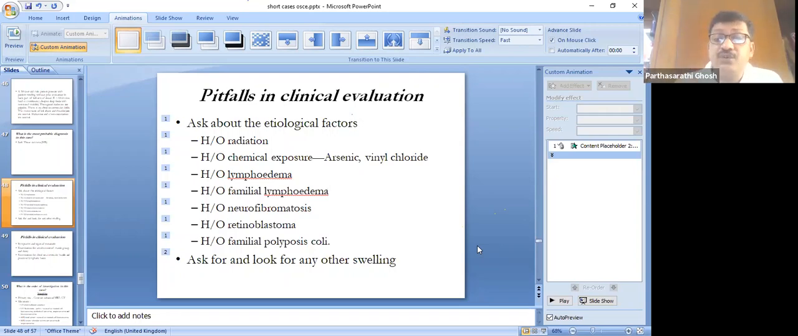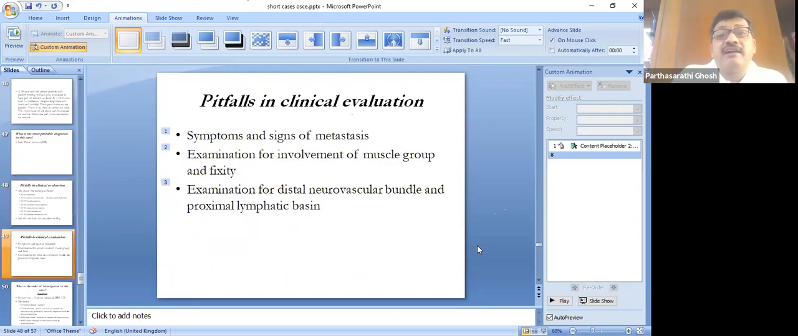And never forget to look for any other swelling. It is a very common mistake in the examination. Also look for signs and symptoms of metastasis, and which muscle group is involved, that is very important. The most common pitfall is the examination of the distal neurovascular bundle and proximal lymphatic basin. In any swelling, irrespective of its nature, you must look for these two things. Never forget assessment of the distal neurovascular bundle and proximal lymphatic basin.